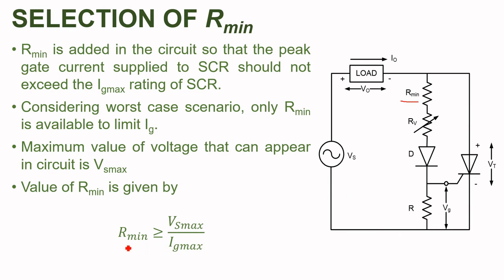So the value of R minimum will be equal to Vs max divided by Ig max, that is the maximum possible current that can be supplied to the SCR. So if we keep the value of R minimum in circuit over here, then the current supplied to the gate will never cross the value of Ig max. Preferably, the value of R minimum should be chosen greater than or equal to the ratio of Vs max divided by Ig max.